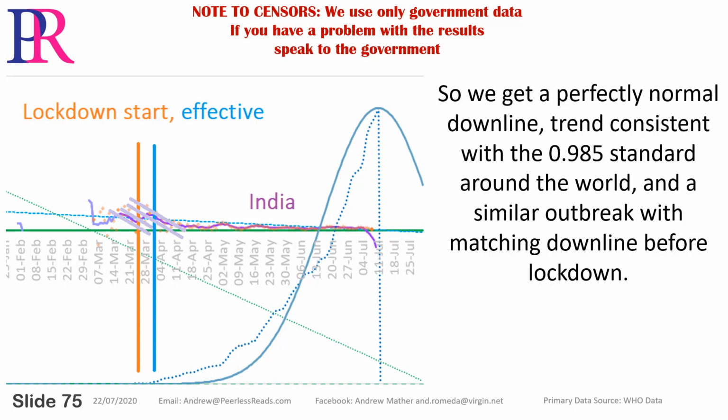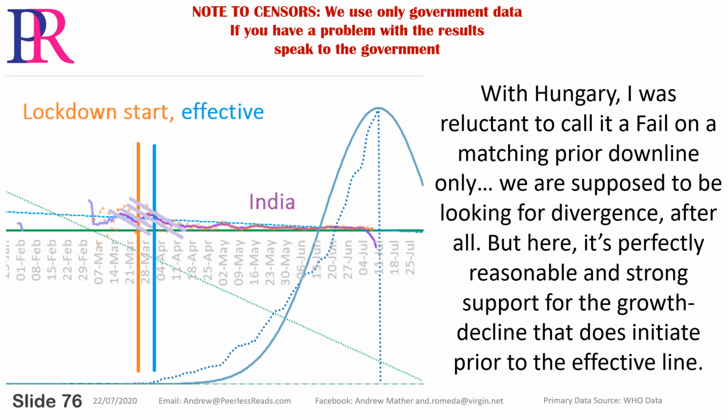Gotcha. So we get a perfectly normal downline, trend consistent with the 0.985 standard around the world, and a similar outbreak with matching downline before lockdown. With Hungary, I was reluctant to call it a fail on a matching prior downline only. We are supposed to be looking for divergence after all, but here it's perfectly reasonable and strong support for the growth decline that does initiate prior to the effective line.